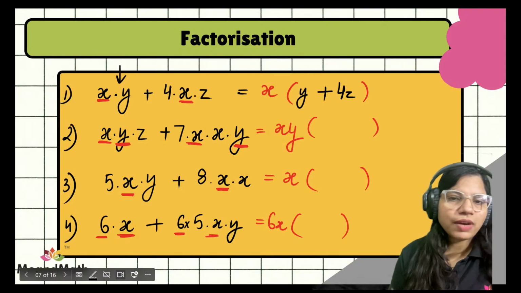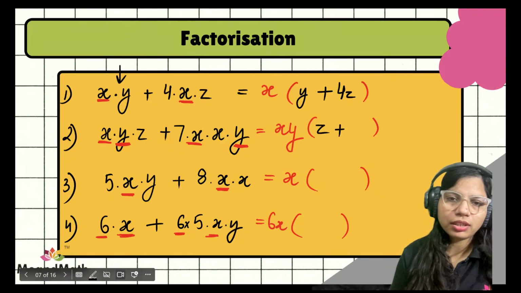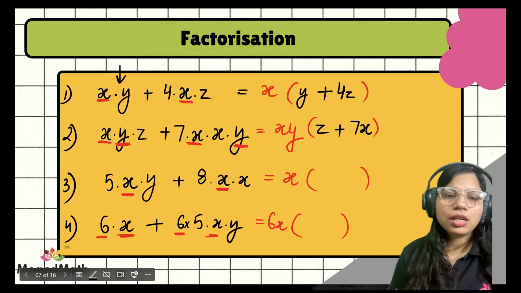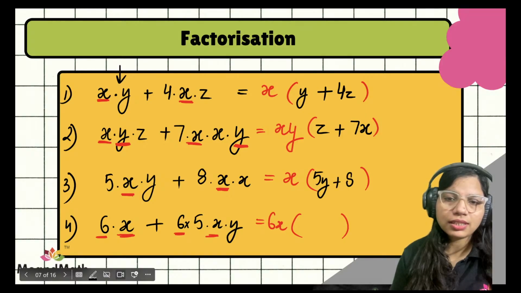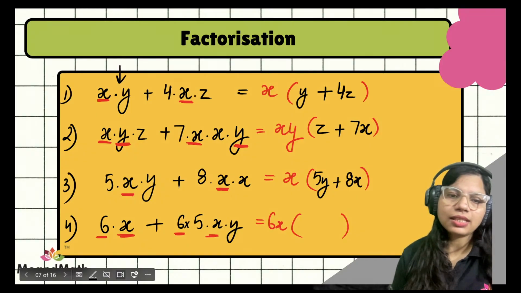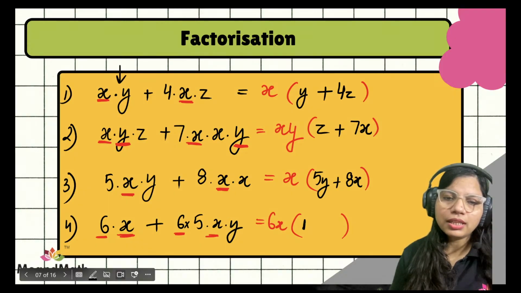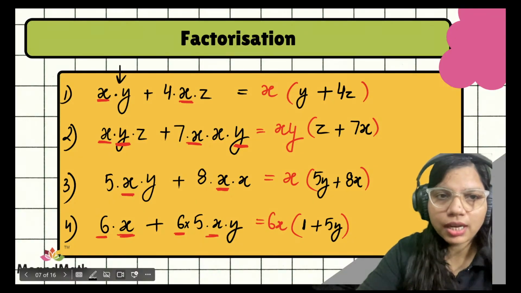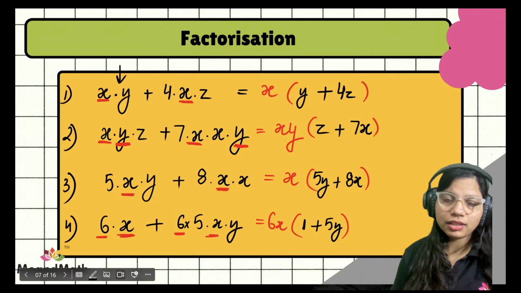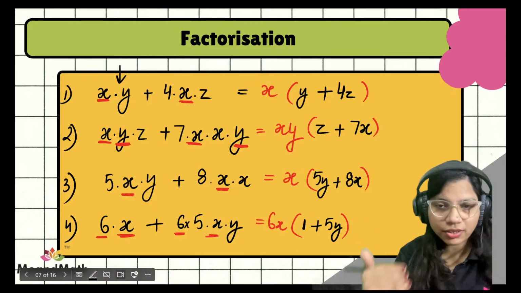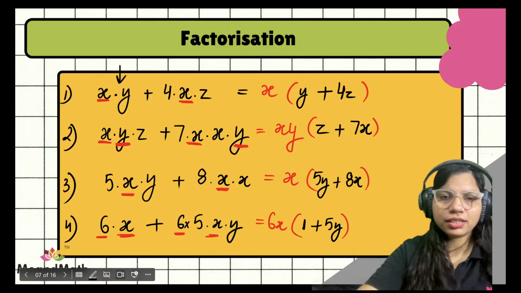In the second question, xy is outside, and you wrote z plus 7x. Very good. Third question, 5y plus 8x. Last question, you have nothing left, so here you don't write 0, you write 1, because it's a product. So 1 plus 5y. This is how we are learning to factorize, but it's not the full factorization, it is assisted factorization. Does that make sense?